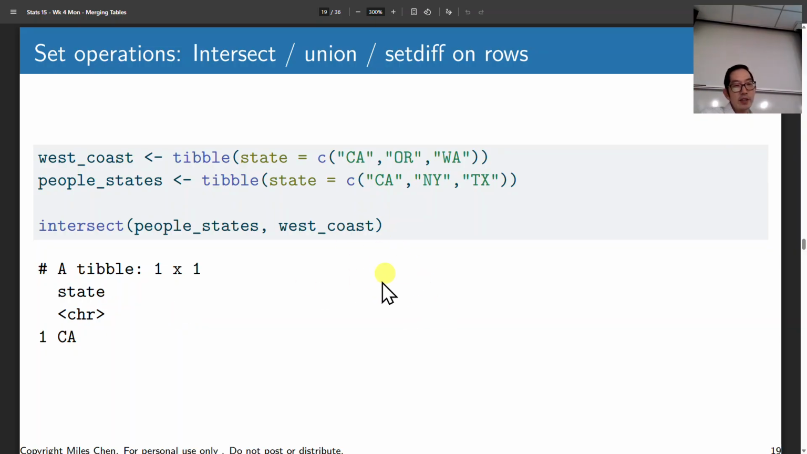Then you have these other things, set operations. I don't know how often you use something like this, but they exist. Here I'm just making up two tables. I've got CA, OR, WA for West Coast: California, Oregon, Washington. And then I've got people states: CA, NY, TX. What's the intersection? The only thing in common is CA.